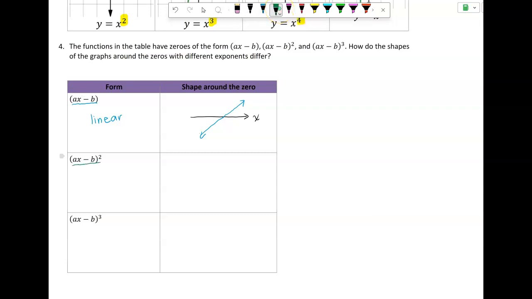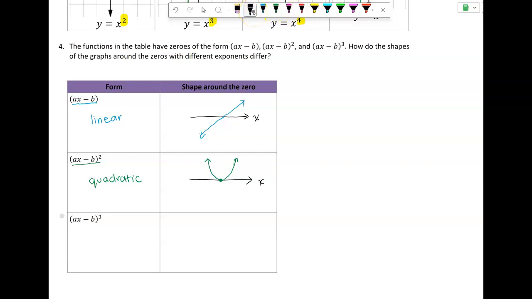Versus when we have a quadratic, we have this behavior around the x-axis. If you look at the parent one in particular, it slopes towards the x-axis and slows down. So this is a high slope into a low slope, and then it hits the x-axis and bounces right back out. It does this U shape around it. So that's a quadratic shape around the x-axis.